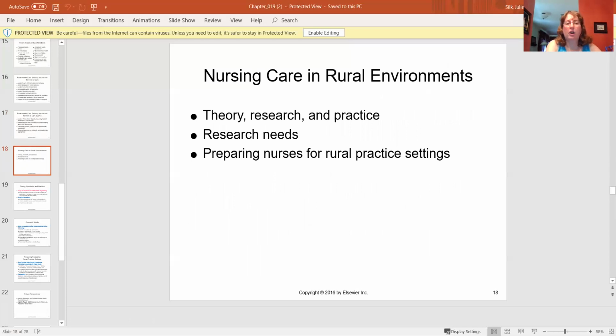Okay, so now we're going to talk about nursing care in rural environments. Things that we're going to discuss are theory, research and practice, research needs, and preparing nurses for rural practice settings.